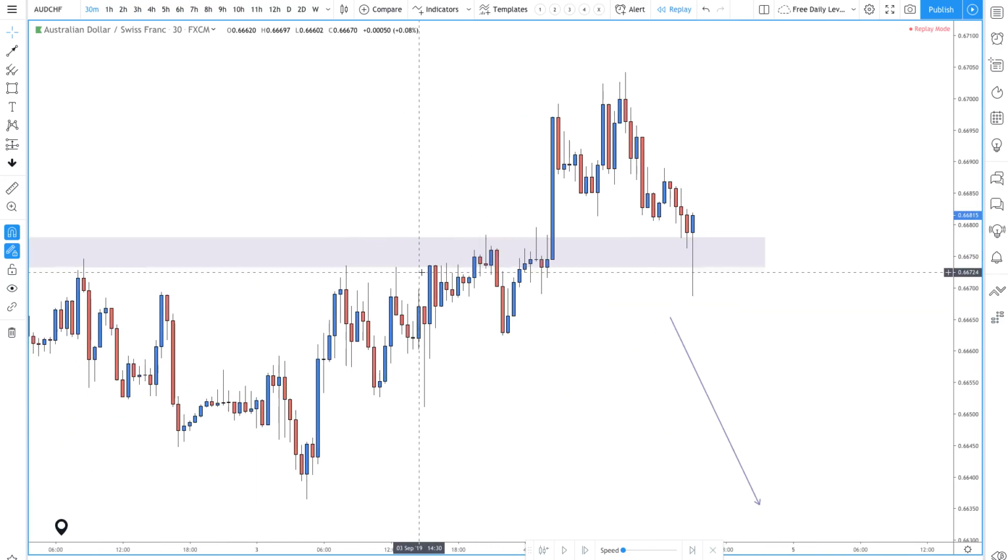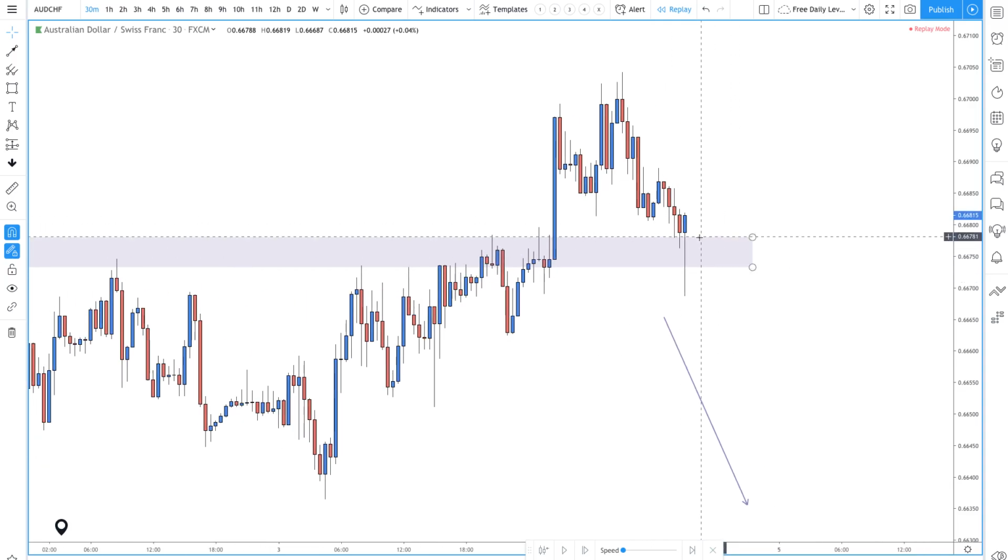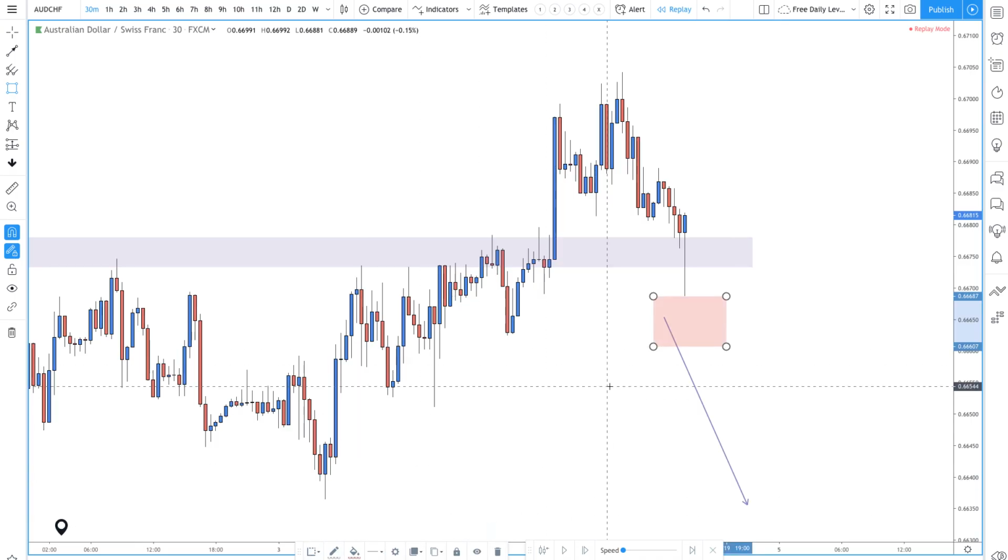Then we get a deeper pullback into this resistance zone, and then we get this nice bullish price action that's definitely going to get a lot of retracement traders involved. When you think about the size of the candle compared to the previous candles, that's pretty much the most bullish pin bar you can ask for. So then where are the stop losses? The stop losses are going to be placed all the way here.